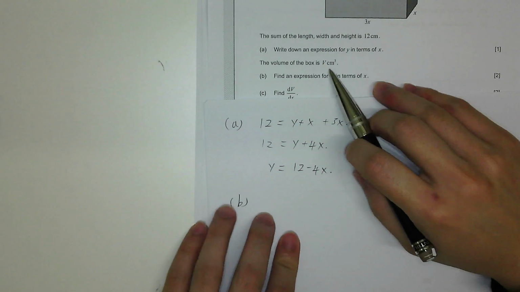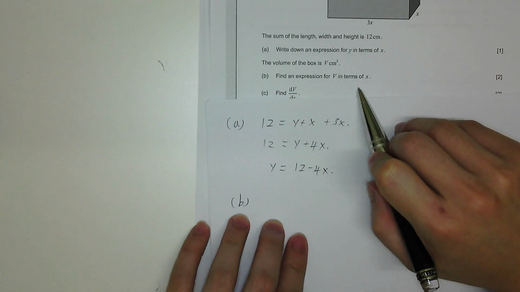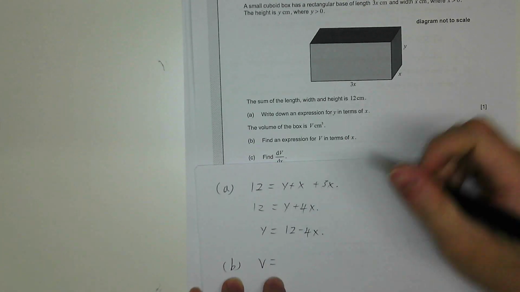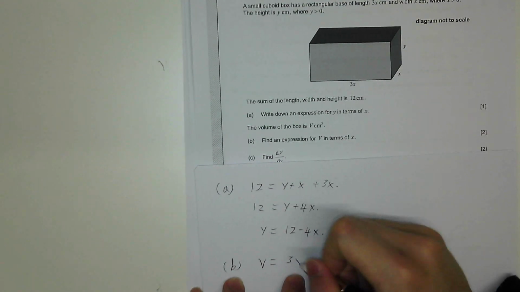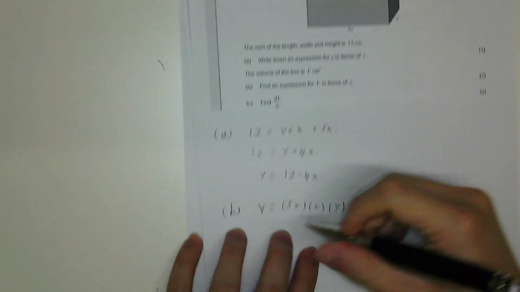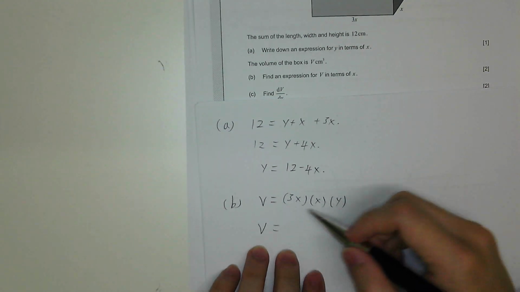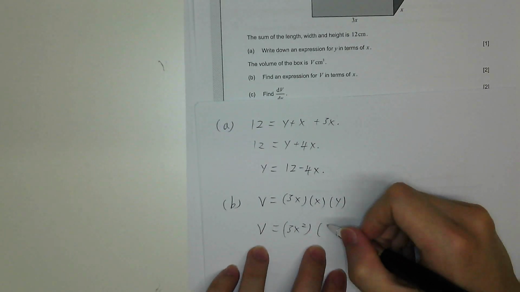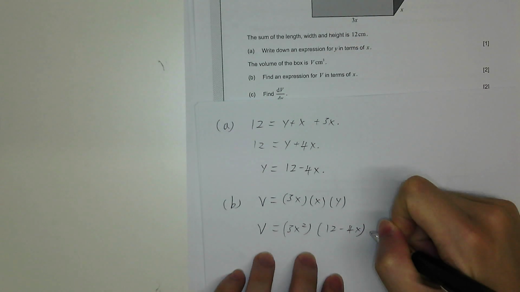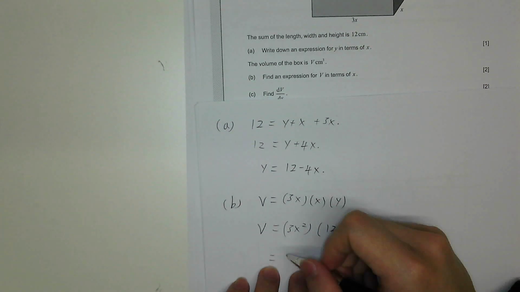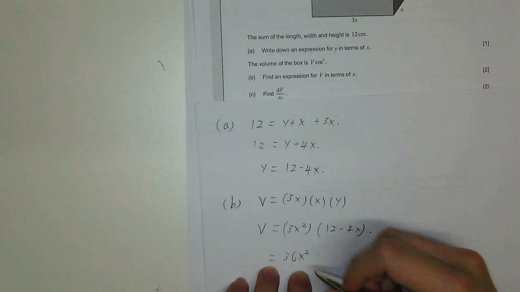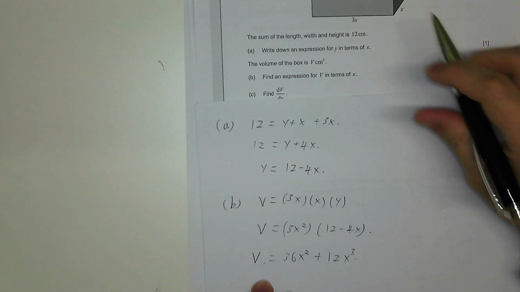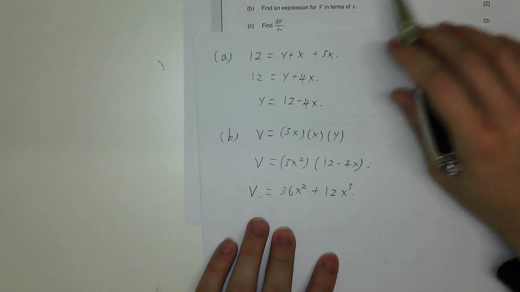Part B. The volume of the box is V cm cubed. Find the expression for V in terms of x. So the volume of a rectangular base box is width times length times height. So 3x times x times y. We have to write the volume in terms of x, so we replace y by 12 minus 4x. Alright, and then we expand it: 36x squared minus 12x cubed. So that's the expression for volume in terms of x.